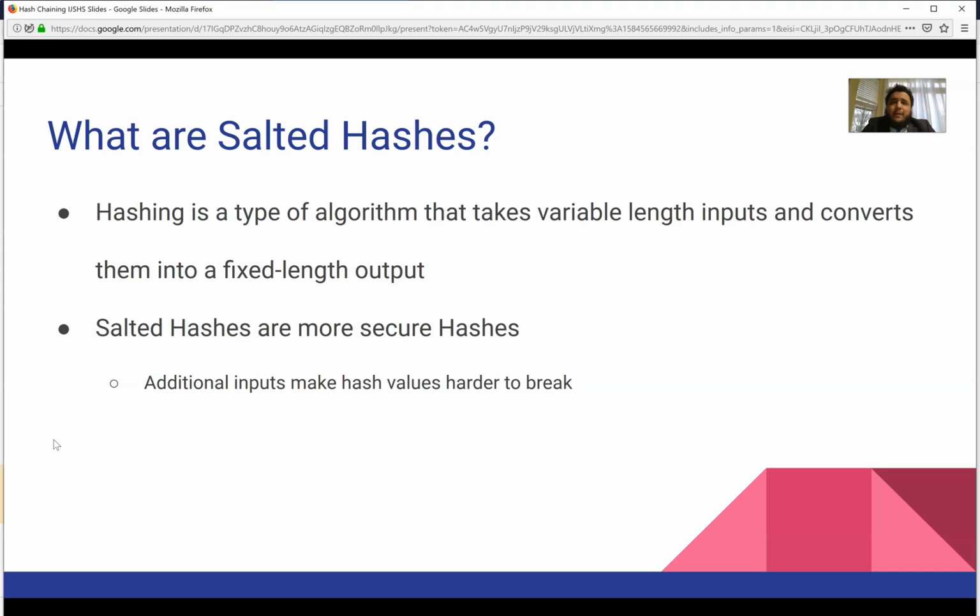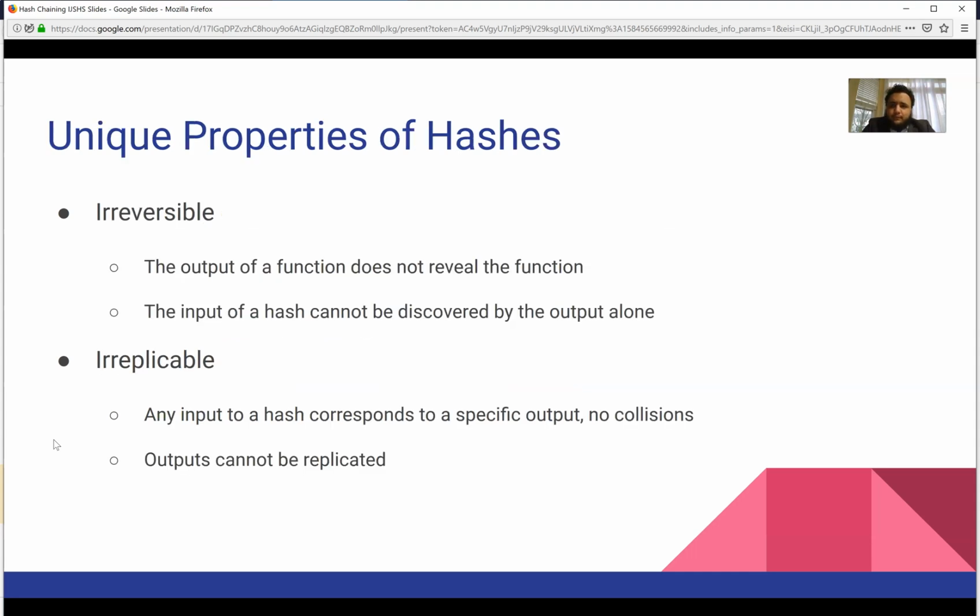Salted hashes are simply a more secure kind of hash. A salted hash is a hash that contains additional input values beyond the primary one. This makes hashes harder to break because the entire algorithm, along with the specific input used, must be known to replicate any output. Hashes are very special algorithms that possess a few unique properties.